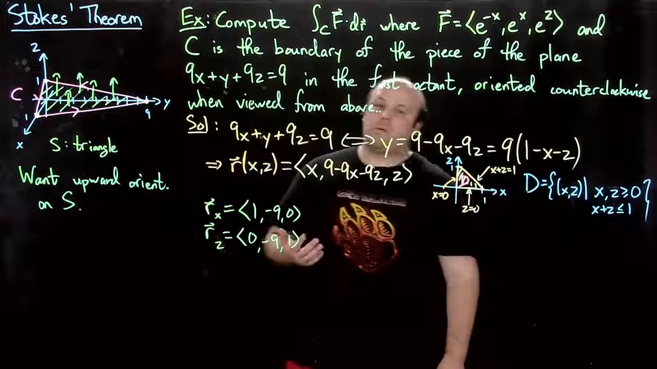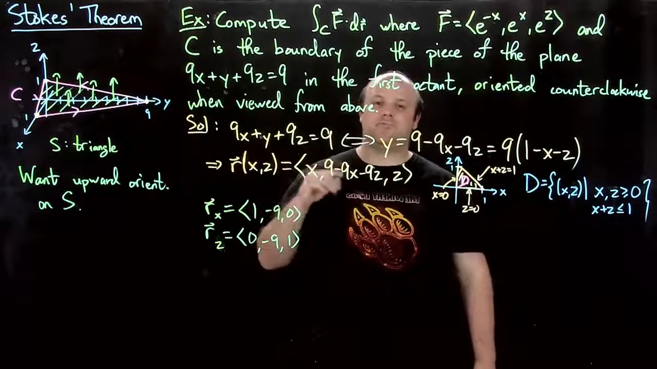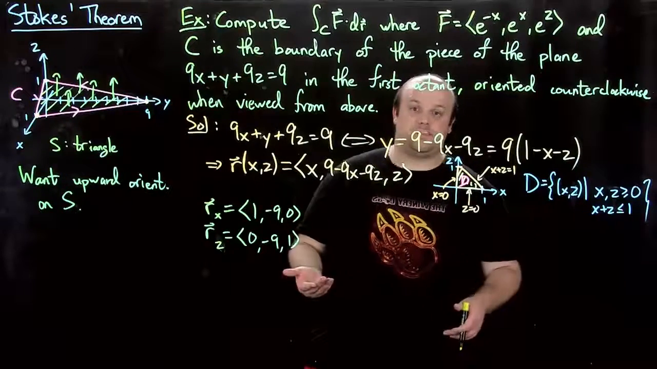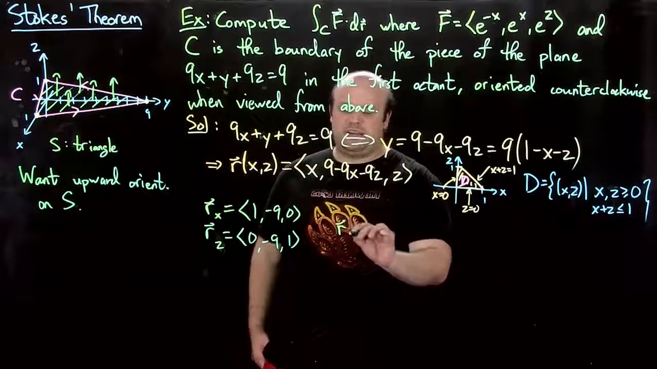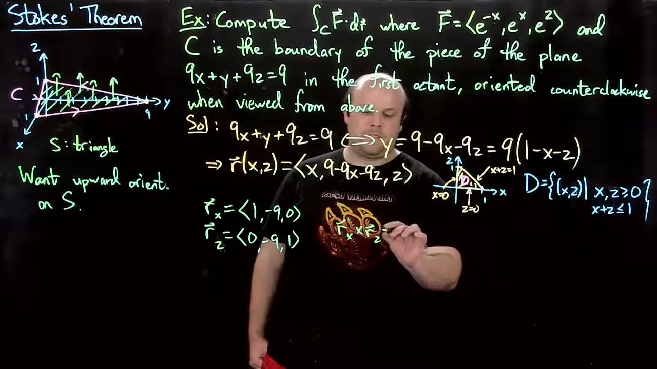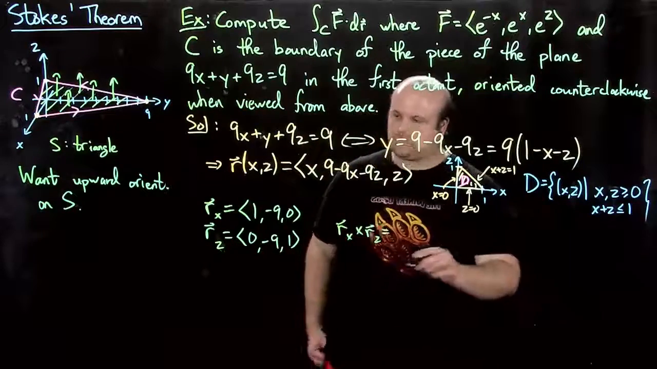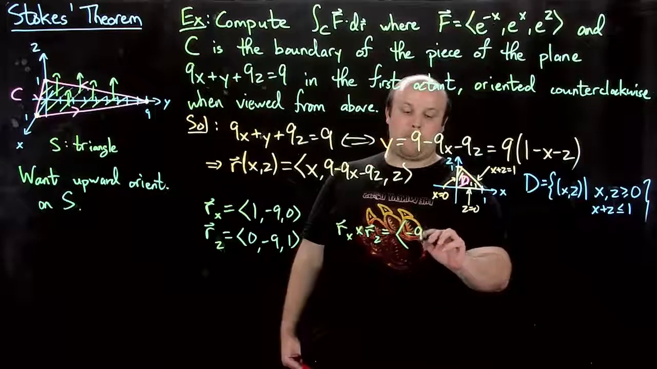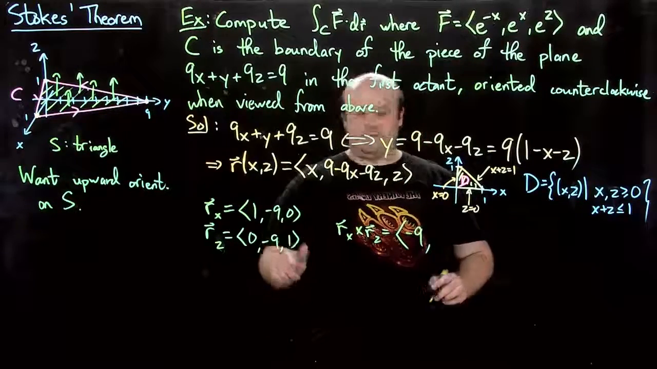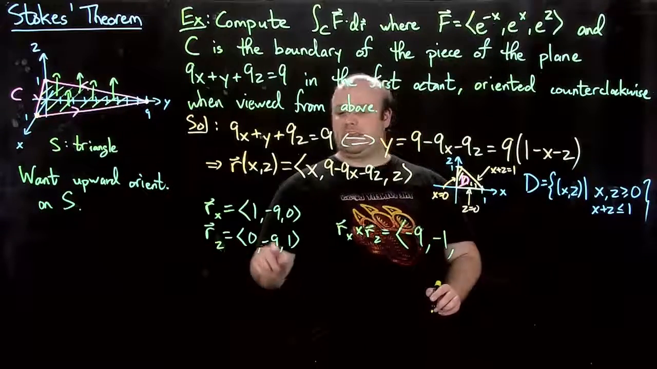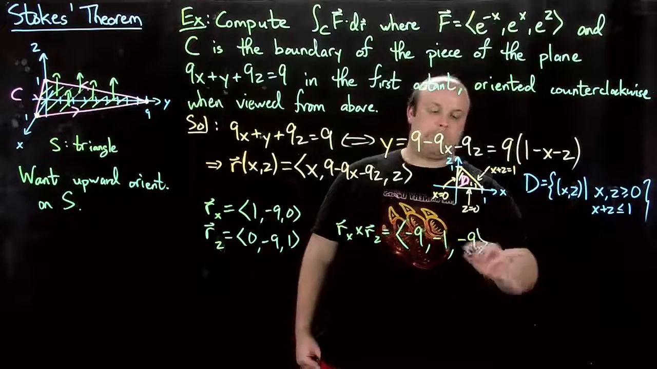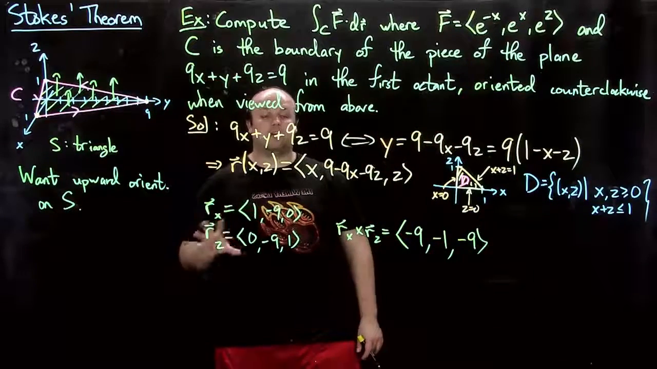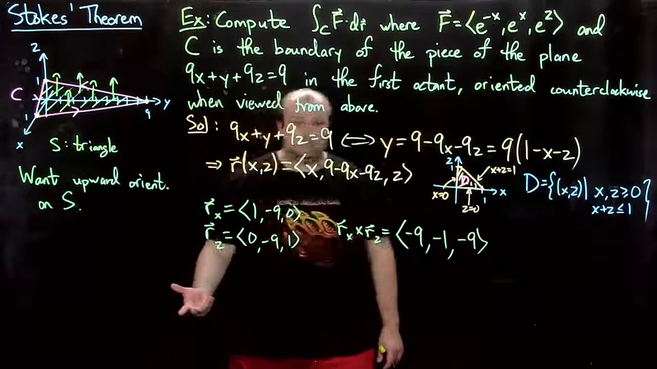Well, remember what I was saying before, we can literally just take a cross product in any order we want, and if it doesn't get the result we wanted, then just switch it to the other one. So let's check Rx cross Rz. All right, let's see what happens there. So if we do this cross product, we get negative 9 minus 0. We get 0 minus 1. And we get negative 9 minus 0. All right, so Rx cross Rz ended up not being the right order here.